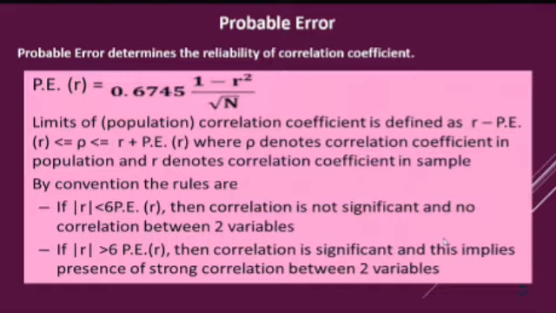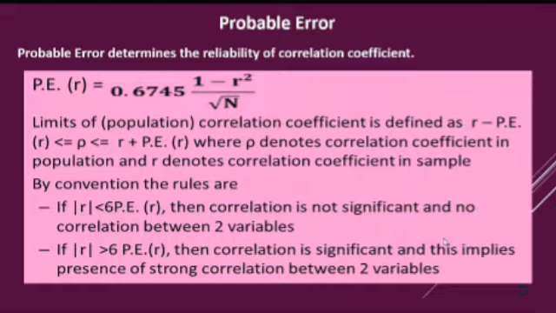Probable error is given by 0.6745 into (1 minus r square) by square root of n. Suppose you have only raw data without frequencies, then it will be square root of small n, where small n is number of pairs of values. But here capital N is total frequency.